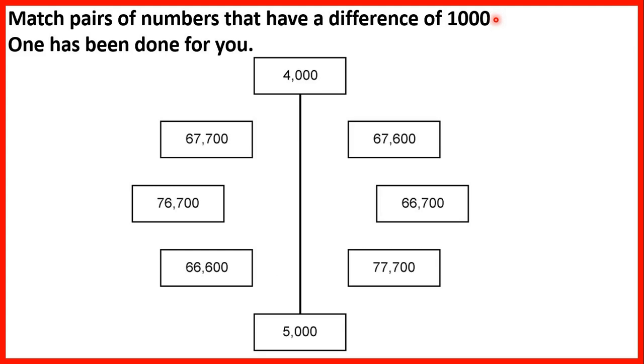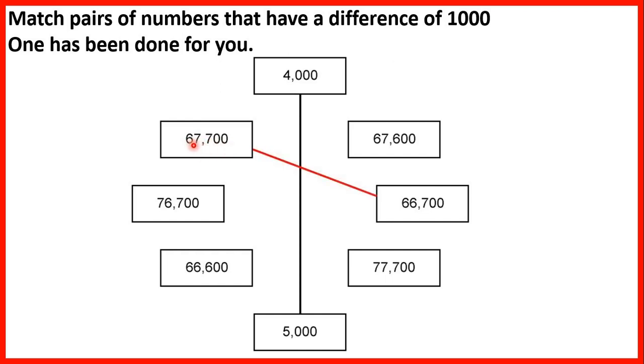Match pairs of numbers that have a difference of 1000. One has been done for you. So they've shown us that 4000 and 5000 have a difference of 1000, and that's because 5000 minus 4000 is 1000. Now in the numbers that we've been given, we have commas, and remember the comma in a number separates the thousands digit from the hundreds digit.